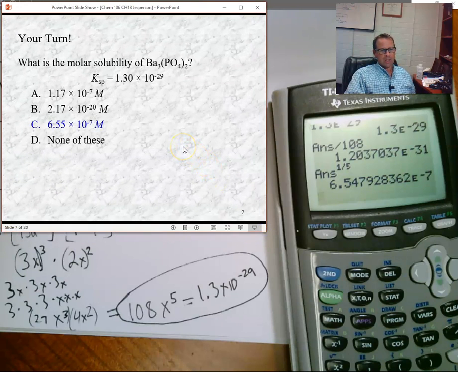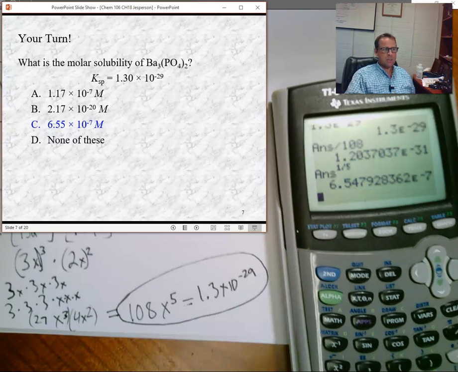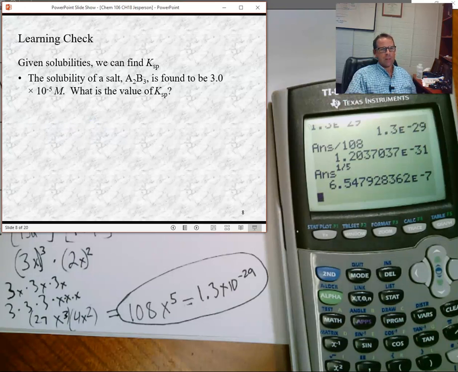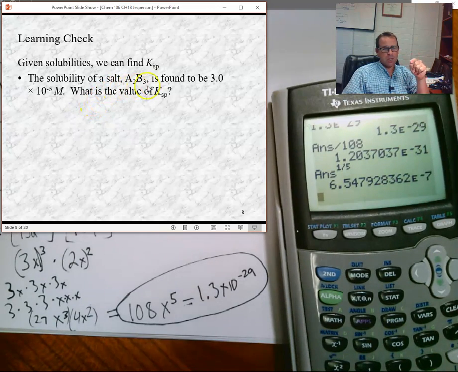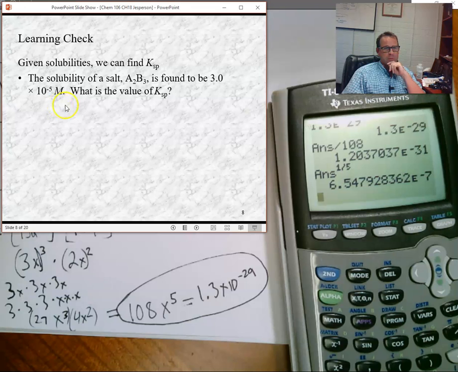Okay. Excellent. Any questions? Now would be a good time to ask. We can also identify the KSP if we're given the solubility, right? So, let's see. The solubility of a salt is found to be 3 times 10 to the minus 5. What's the value of KSP?